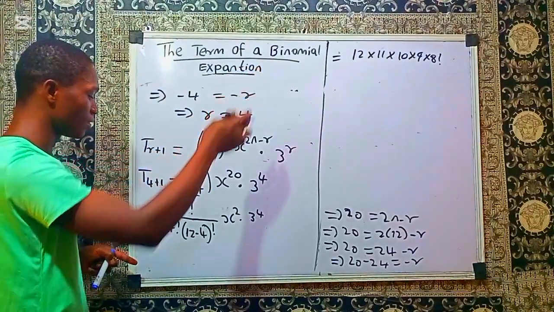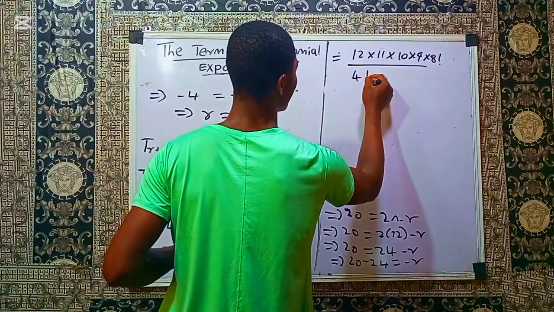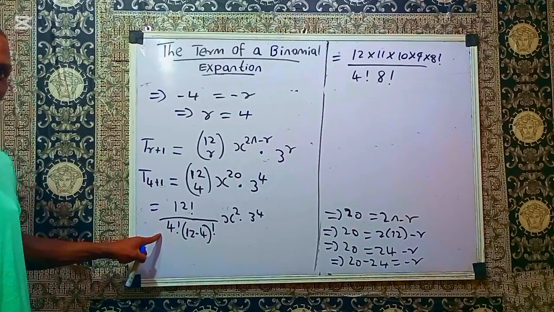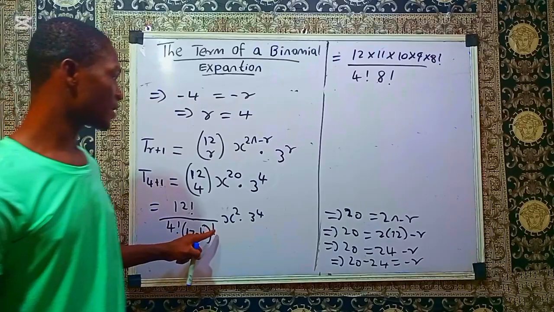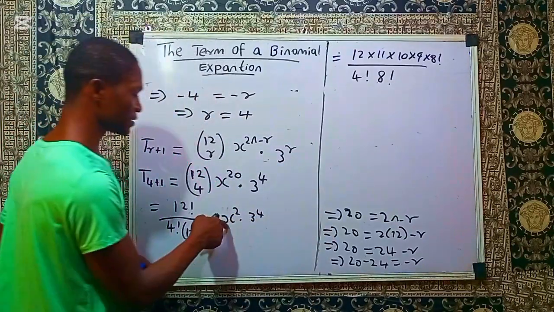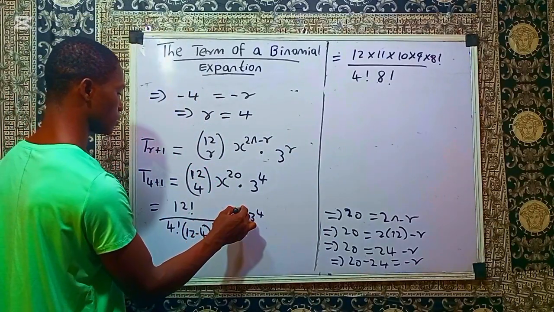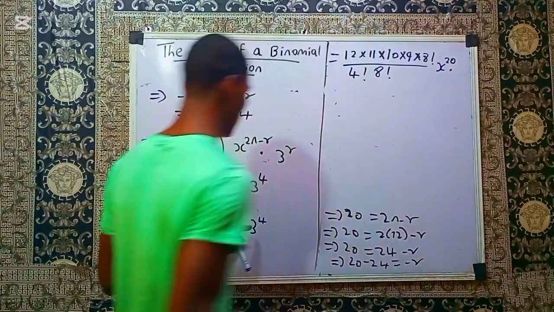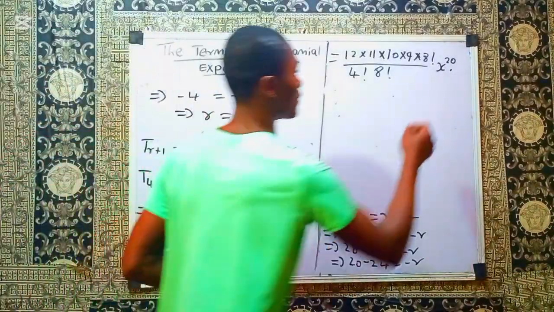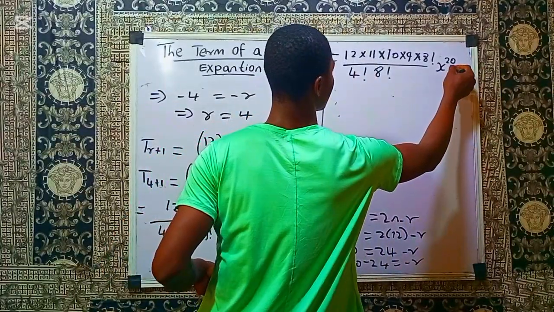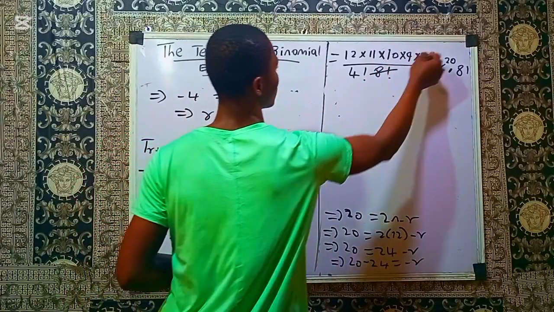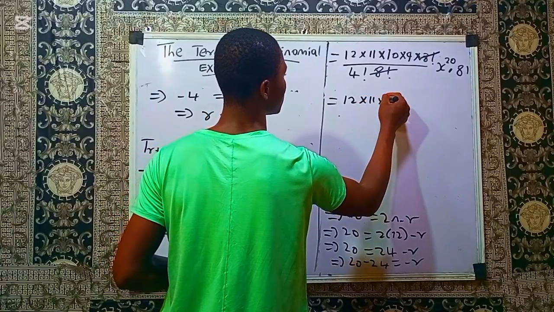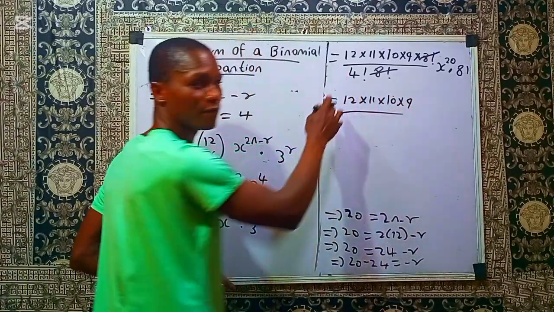I will cancel that 8 factorial. So we are going to have all divided by 4 factorial, 8 factorial. That is this 4 factorial, and 12 minus 4 is 8, so 8 factorial. Then multiply x raised to power 20 multiplied by 3 raised to power 4, which is 81. This dot is the multiplication. So 8 factorial will cancel 8 factorial, right? So this will be 12 times 11 times 10 times 9 divided by 4 factorial.